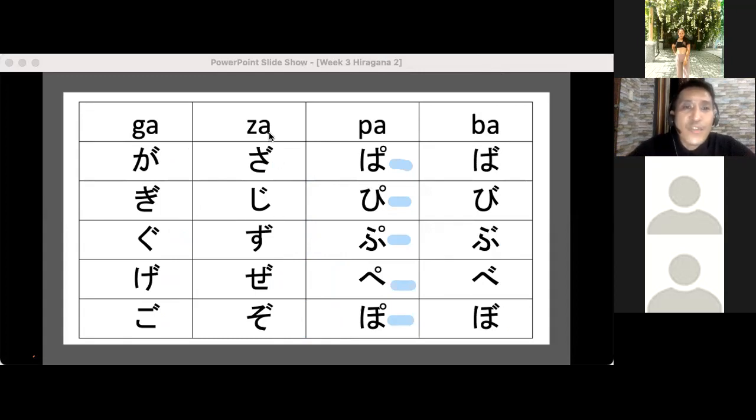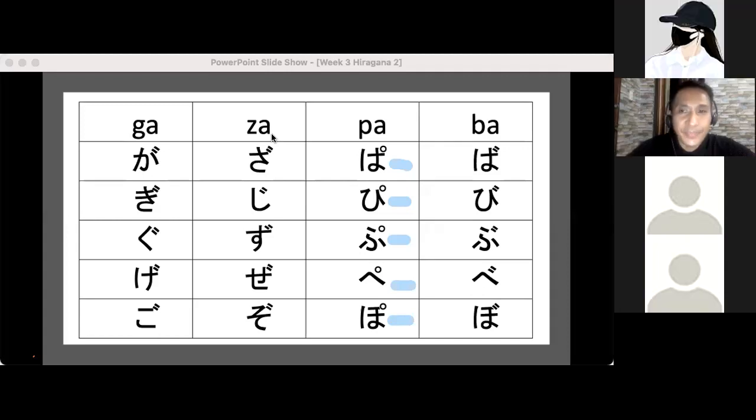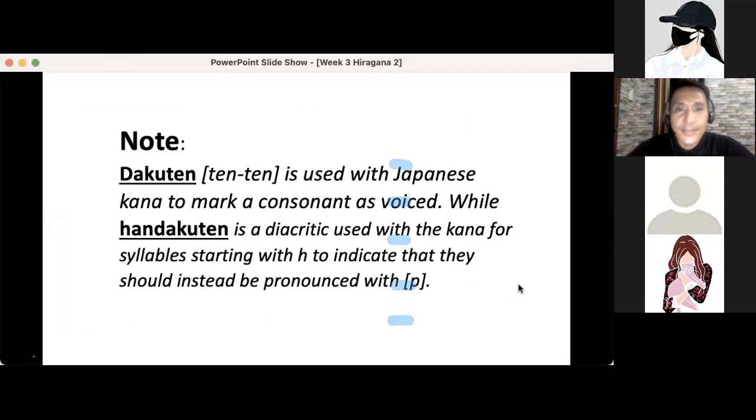Okay, pwede mabalikan natin yung za. Za, ji. Yung may ganon G yon G. So za, ji, zu, ze, zo. Okay, again, go ahead. Za, ji, zu, ze, zo. Okay, thank you. May tanong po ba tayo dito? Do we have question? None, sir. Okay, thank you. Let's proceed to the next.